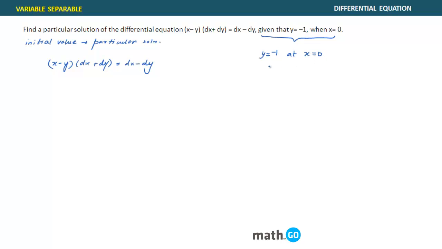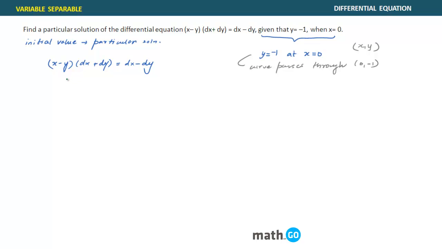In another way, it can also be given that the curve passes through 0 comma minus 1. These are the two kinds of things which are given in your question. So when x is equal to 0, y is minus 1. If we convert this into a point, this will be x comma y. So it can also be given that the curve passes through 0 comma minus 1, or the value of y is minus 1 at x equal to 0. These are both one and the same thing. So your target is now just to find the equation by using this particular condition.